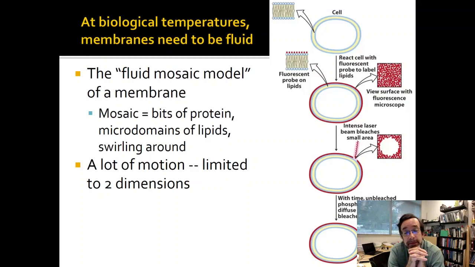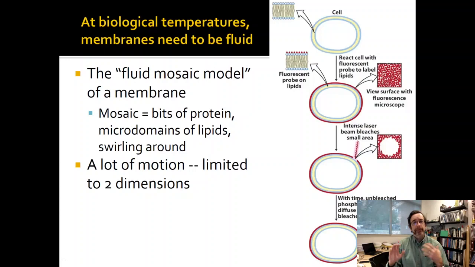But this idea that you have free lateral motion, but not free motion in the other direction, in the perpendicular direction, free motion like this. That's what the fluid mosaic model says. So it's supported by an experiment like this, and it shows that the membranes are not essentially solid. They're essentially liquid. They're essentially fluid. So the idea is that you have this mosaic heterogeneity of lots of different things, but they're flowing. It's a lot of motion limited to two dimensions.